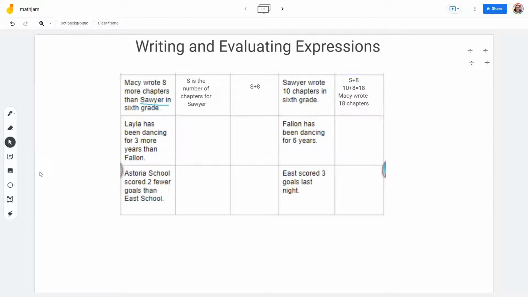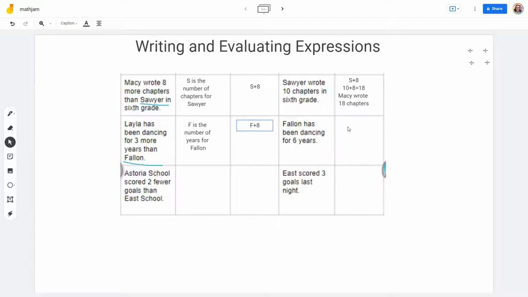All right, let's look at our next one. It says Layla has been dancing for 3 more years than Fallon. So our unknown information here is how many years Fallon has been dancing. We could say that F is the number of years for Fallon. And to write that out as an expression so that we could figure out how many years Layla has been dancing, we would say F plus 8.